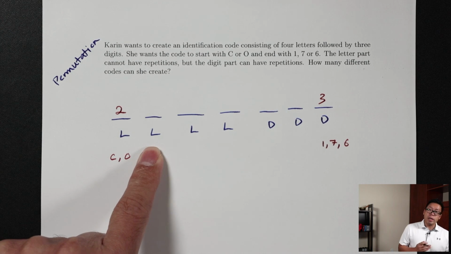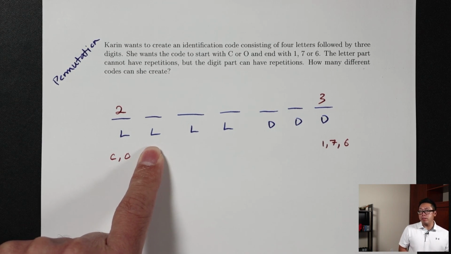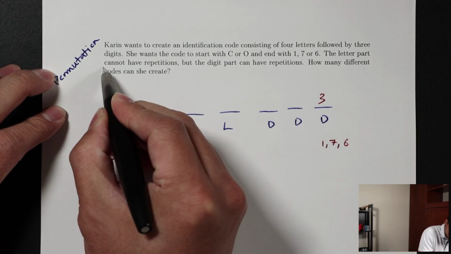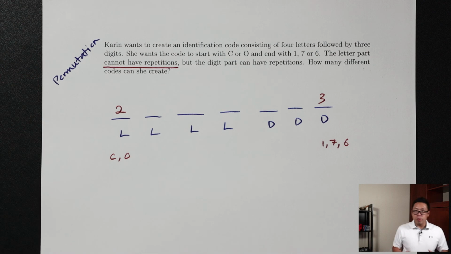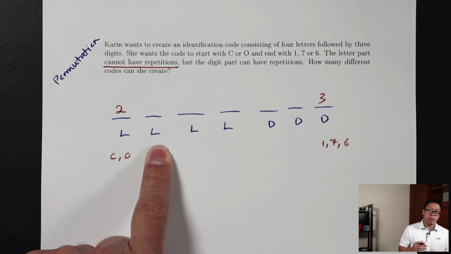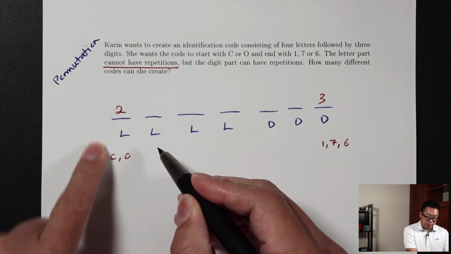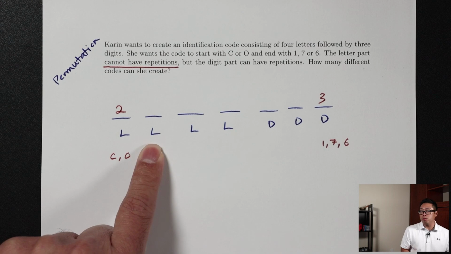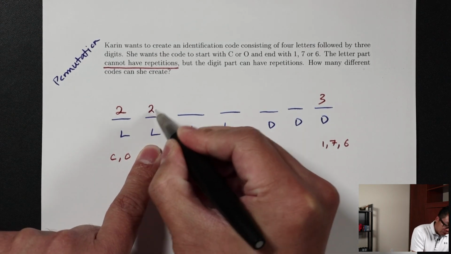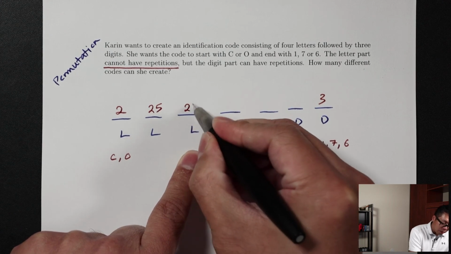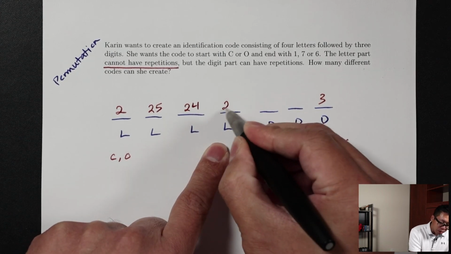Letter will be A through Z. Normally that would be 26. Question is, do I have to reduce? So it says here that the letter part cannot have repetitions. So if you cannot have repetitions, you do have to reduce. A through Z, normally that would be 26. But because I already chose one letter for the first blank already, I should be down by 1 to 25. And then again, I should be down again by 1 to 24, and then down again to 23.